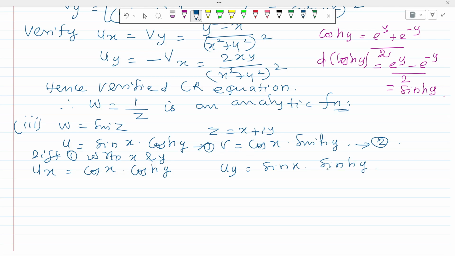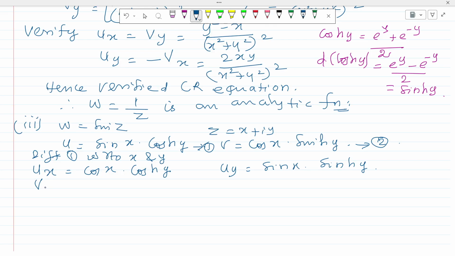Listen, many of them have made a mistake in this part. They have written minus sin hy. Differentiation of cos x is minus sin x. Similarly, they wrote that cos hy differentiation is minus sin hy. It is wrong. Okay, so do the differentiation of uy carefully.